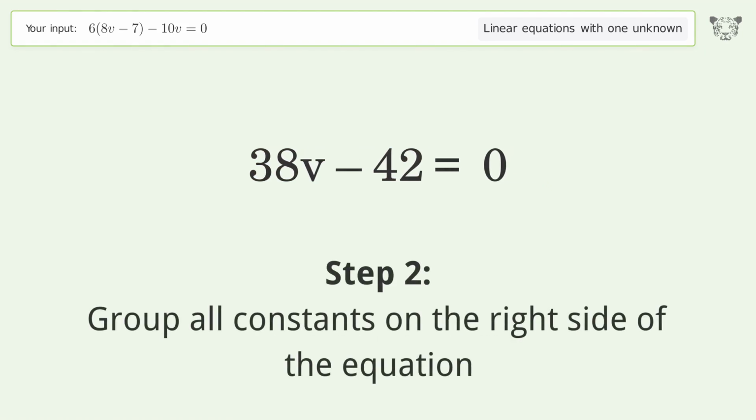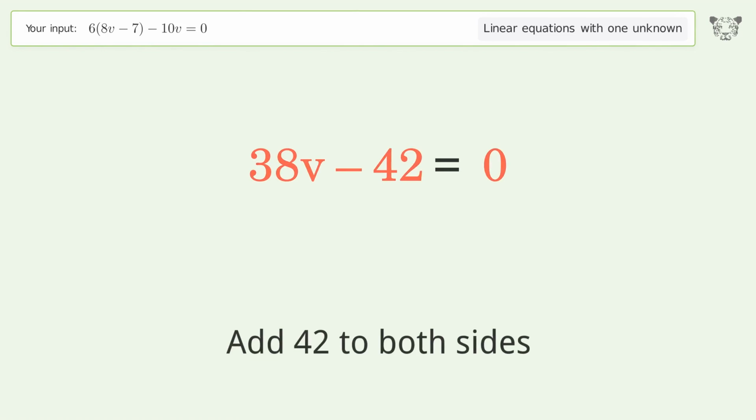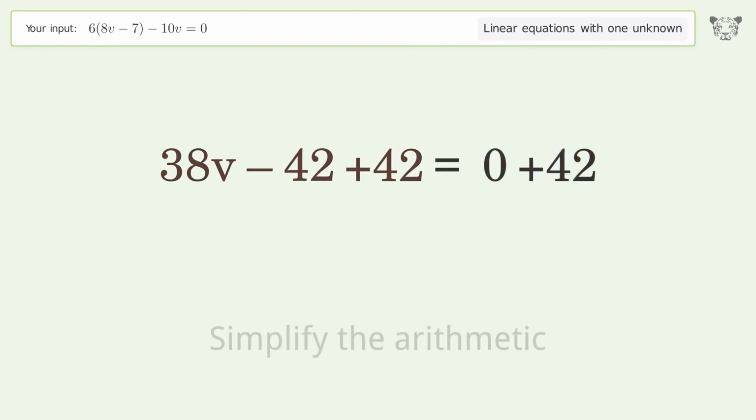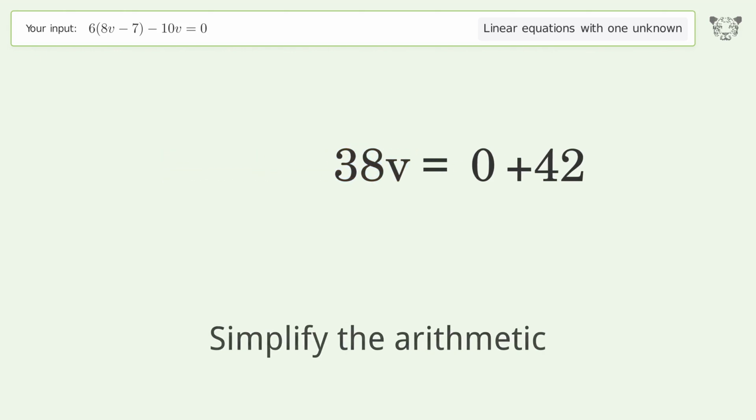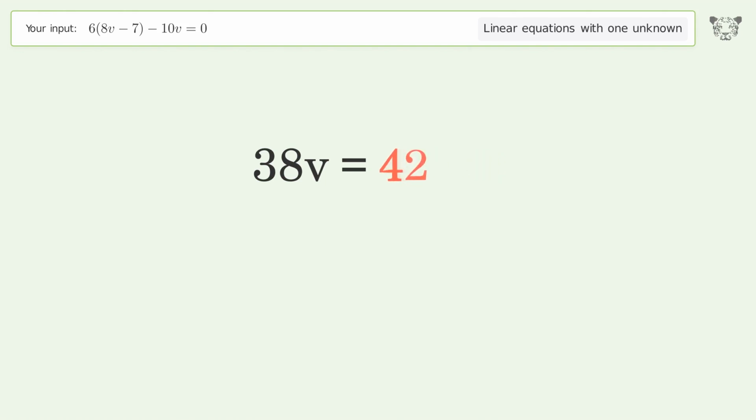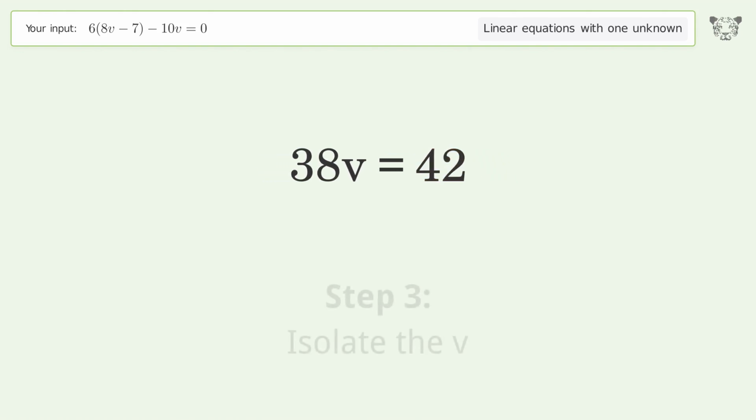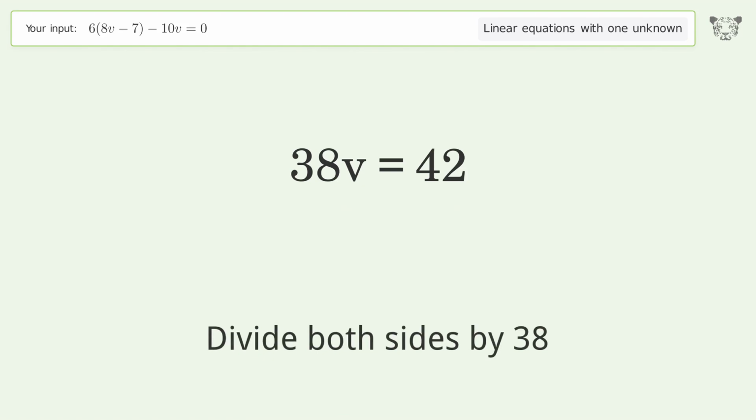Group all constants on the right side of the equation. Add 42 to both sides. Simplify the arithmetic. Isolate the v. Divide both sides by 38.